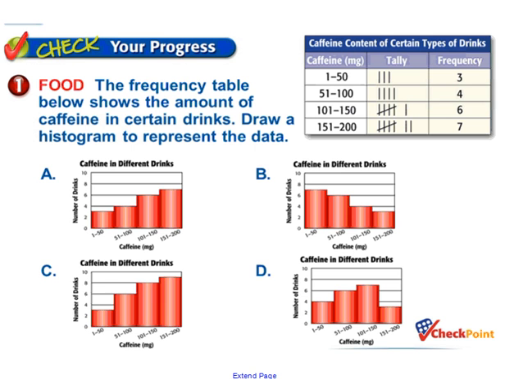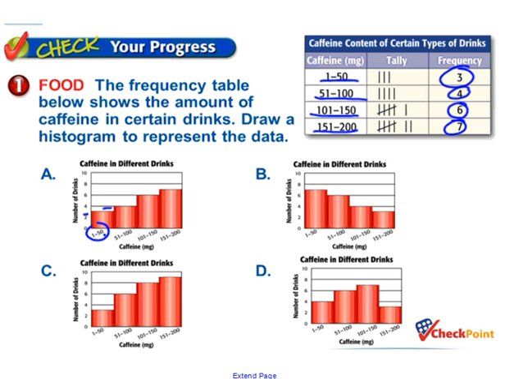Well, here's the frequency table. There are 3 from 1 to 50. There are 4 from 51 to 100. There's 6 from 101 through 150, and 7, 151 through 200. So let's just start checking here. The first graph here does show that that's 2. And so halfway between 2 and 4 would be 3. So it does check out for the first entry.